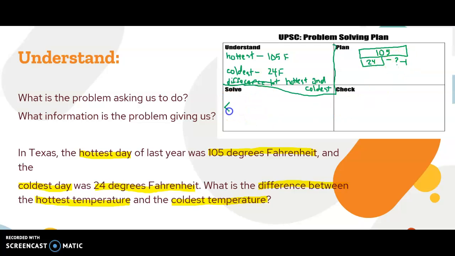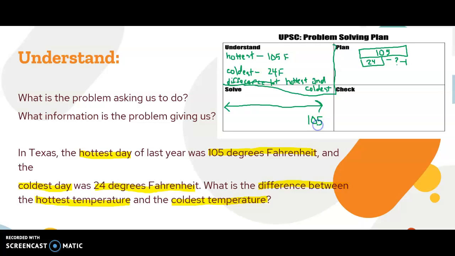So I am going to model now how we can use a number line to solve subtraction problems. Of course, I'm going to start with 105, and we start to the right of our number line.